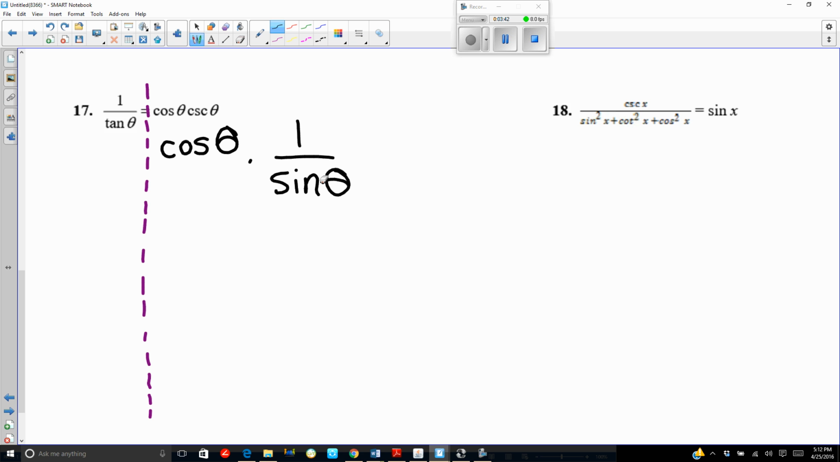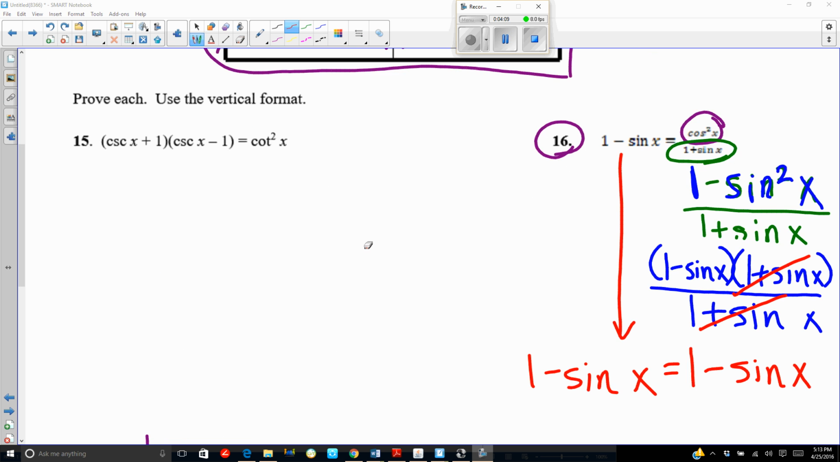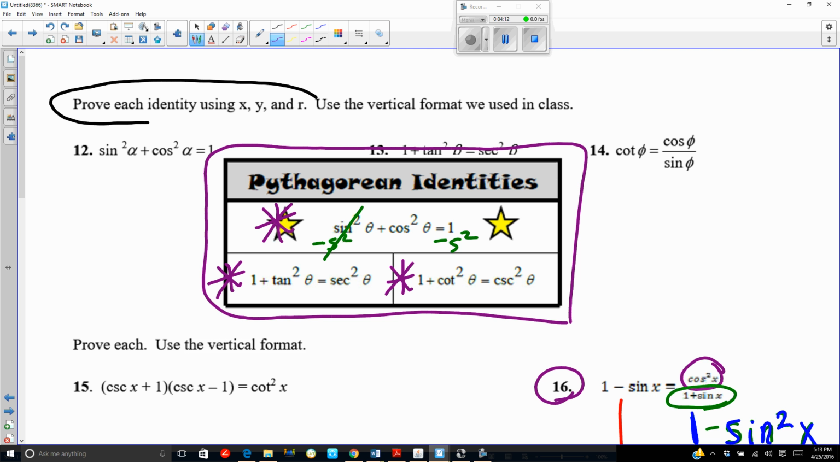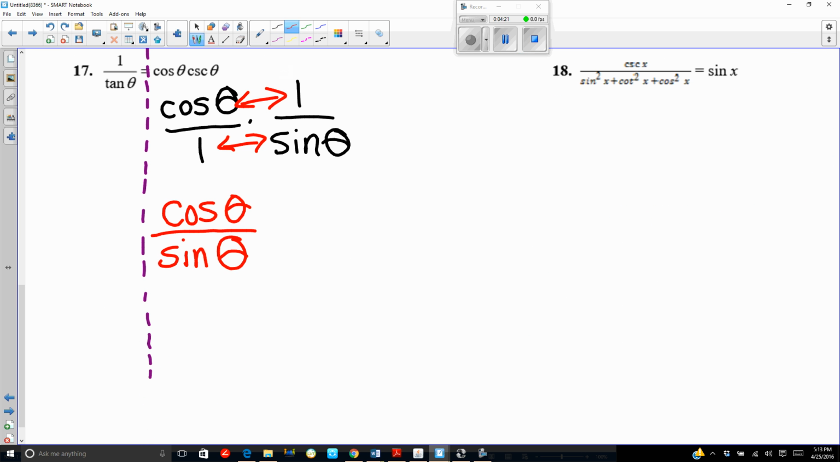Now this time you should know that cosecant and sine are reciprocals. So I'm going to multiply cosine over 1 times 1 over sine. And we just multiply straight across when we multiply fractions. Cosine over sine. In fact, we proved this already at the top on number 14. We proved that cosine over sine is equal to cotangent. That should be one of the identities that you're aware of. So we can write cosine theta over sine theta equals cotangent theta.